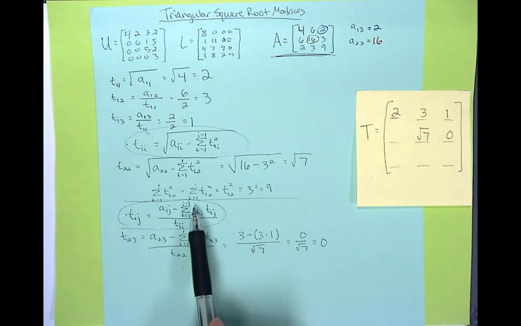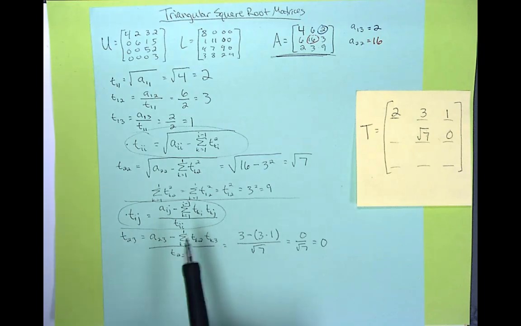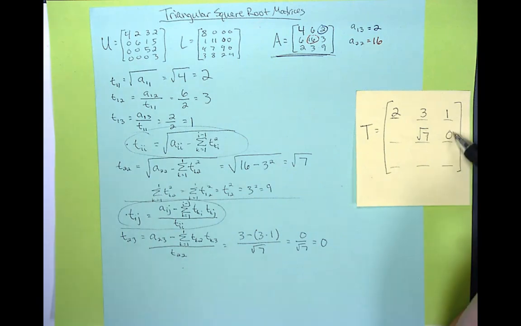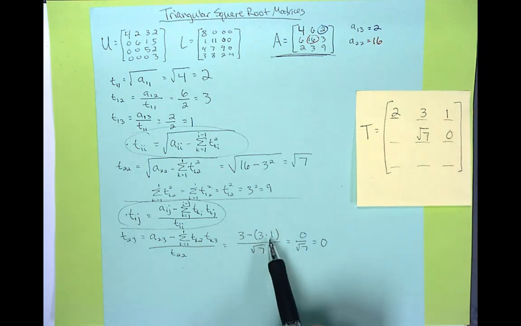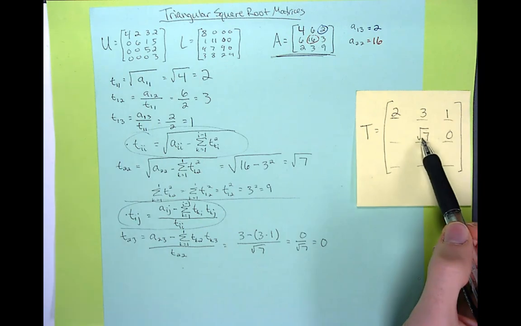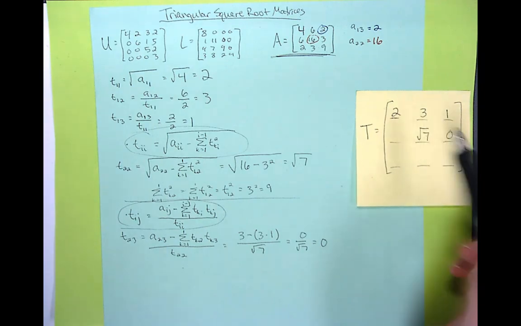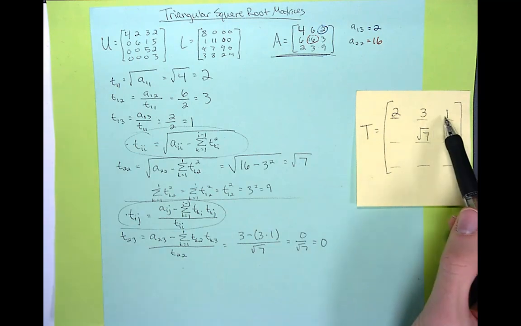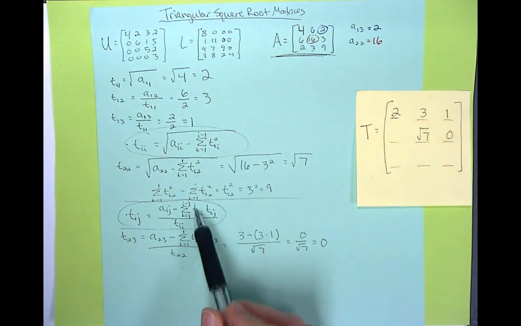So the quantity that we subtracted is just the sum of the products of the T matrix elements above the desired new element. Okay, let's stop there. The desired new element was this one. So the T matrix element above this one is 1. So we have 1, and that's multiplied by the corresponding T matrix element above the diagonal element. Well, that diagonal element was square root of 7, and just above that is 3. So we're going to take 3 times 1. Okay, and that's how we get this.